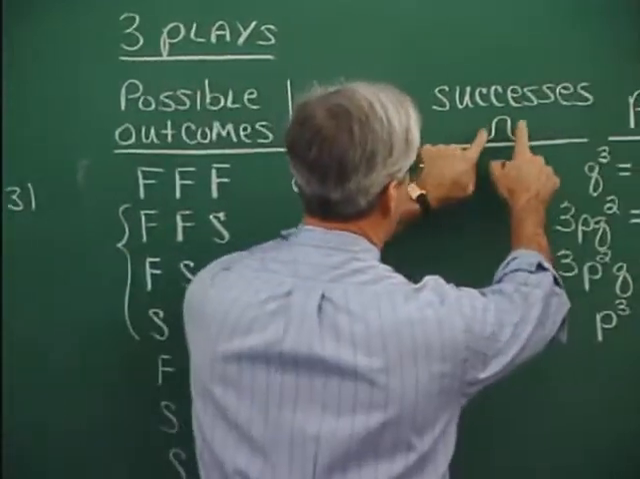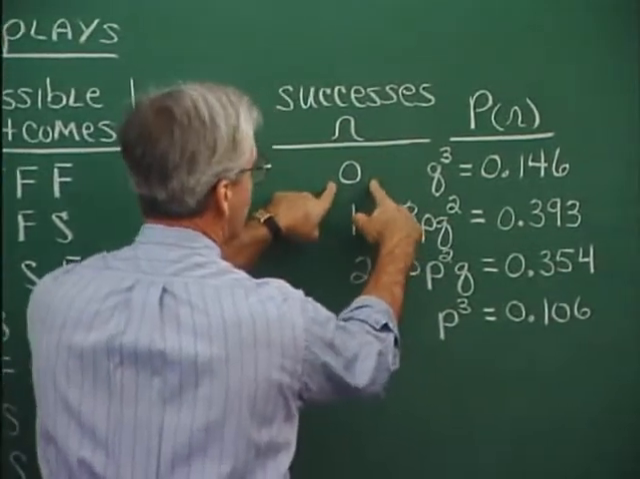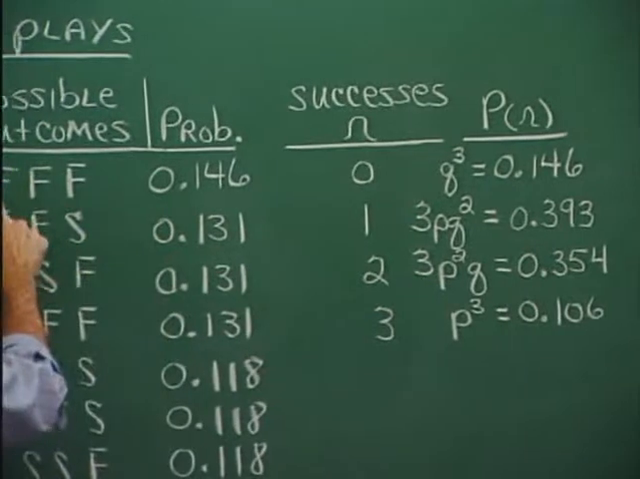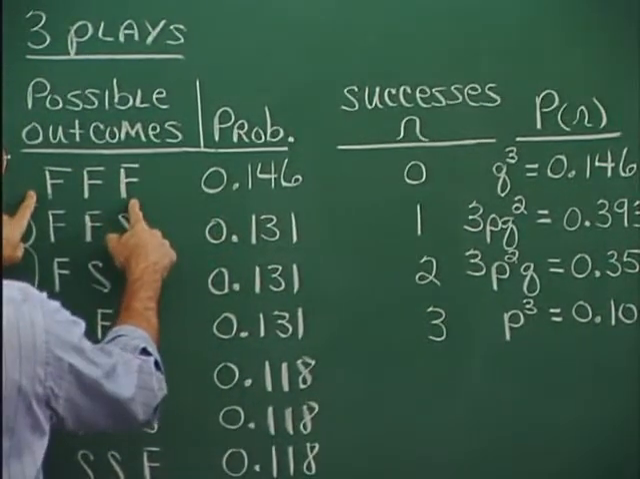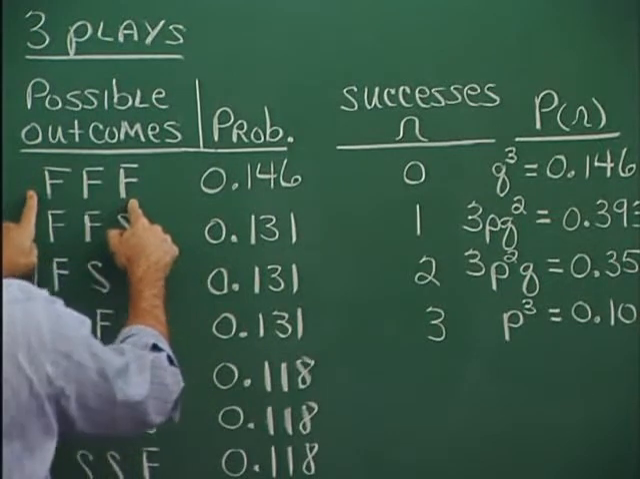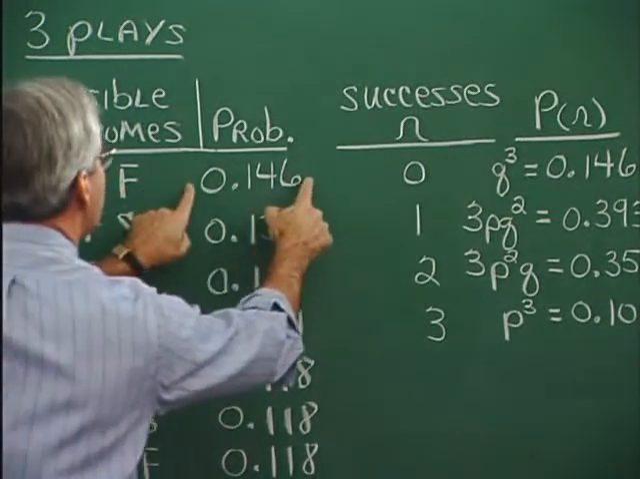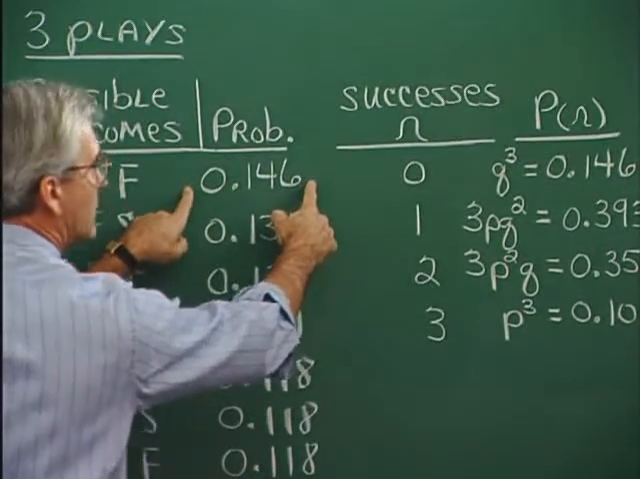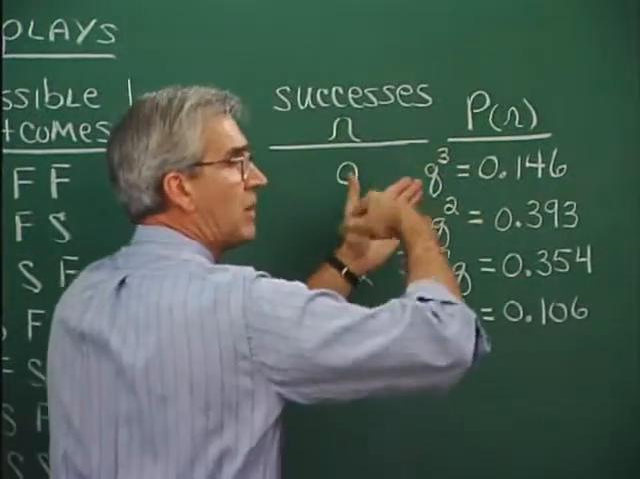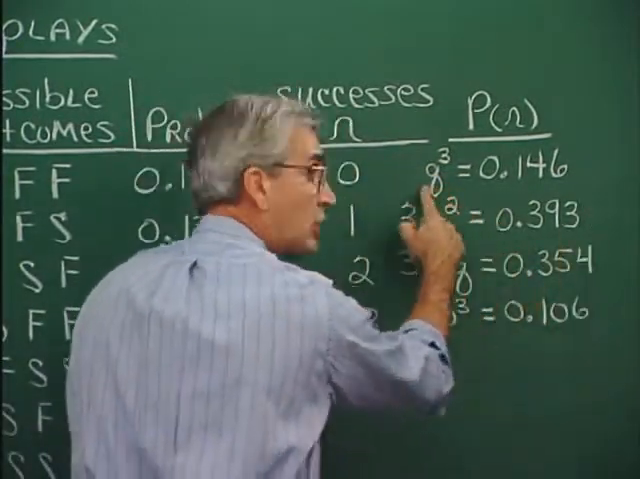For R being the number of successes, no successes means, well, let's come back over here. That's failure, failure, failure. That was 0.526 times 0.526 times 0.526, that gave 0.146. Okay, so that's over here. Now, probability of failure times probability of failure times probability of failure is Q times Q times Q, or Q cubed.